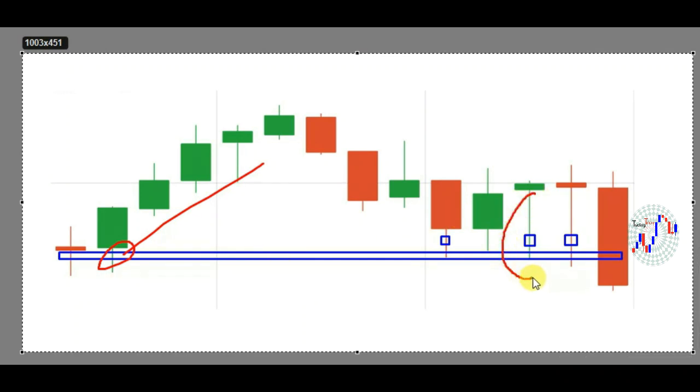This is a strong rejection. So what does it mean by this strong rejection? Is this buyer's entry or seller's entry?